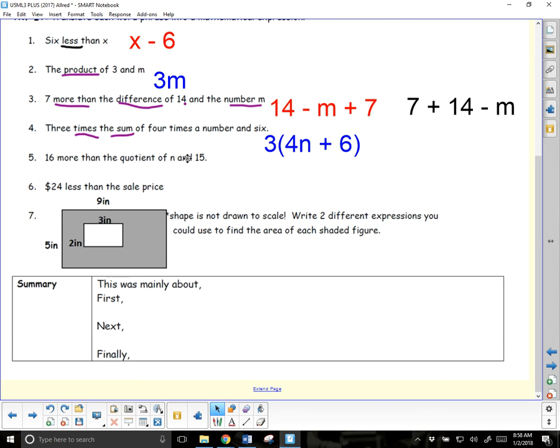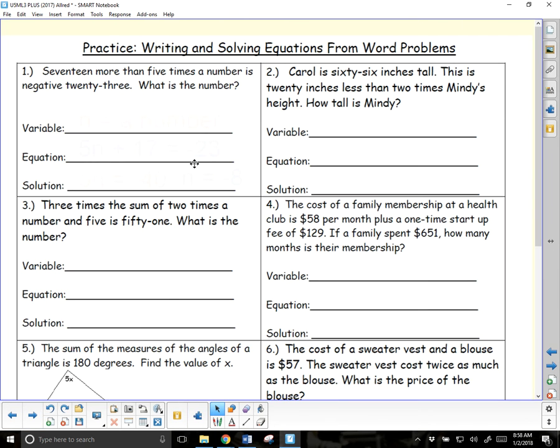Tomorrow in class, we're going to try 5, 6, and 7. The only thing we're going to do right now in these notes is look at number 1 on the back. We're going to try this first practice problem. Number 1 says 17 more than 5 times the number is negative 23. The word is means equal. The number is our variable. We don't know the number, so we're going to call it n.